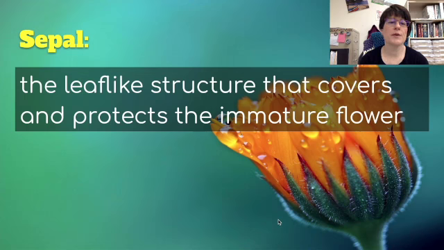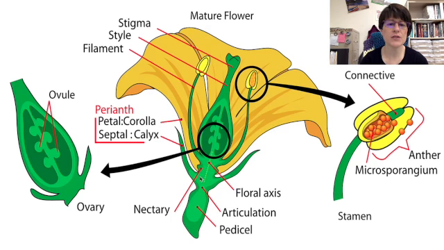The first structure I want to talk about are the sepals. These are the leaf-like structures that cover and protect the immature flower. So here are the sepals, and these have opened up and the petals are out now, but these green leaf-like things at the bottom of the flower. And so here on the diagram, they're right here. It's called a sepal or a calyx; calyx is another name.